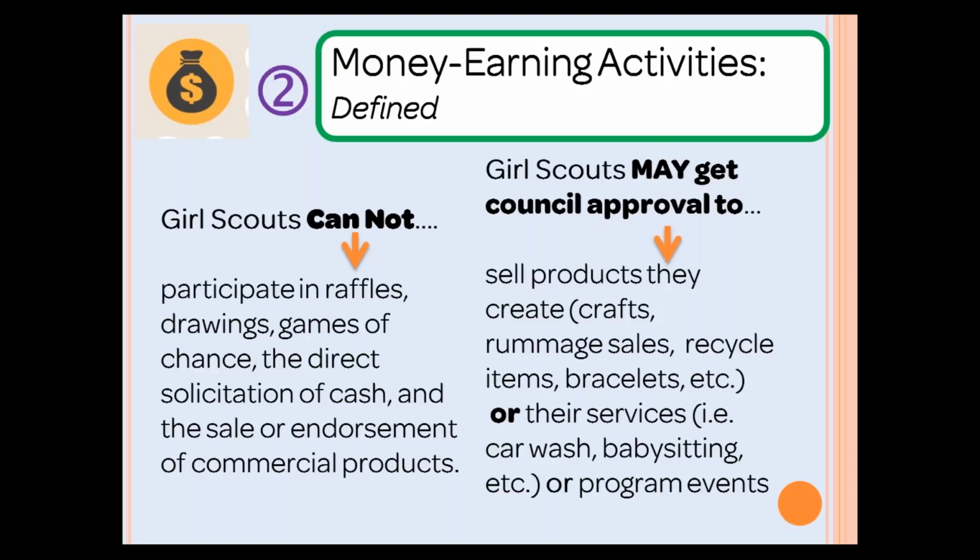So when we do the money earning activities, on the left you can see that Girl Scouts cannot participate in raffles, drawings, games of chance, direct solicitation of cash, and the sale or endorsement of commercial products or brand products. Girl Scouts may get council approval to sell products they create, such as crafts, rummage sales, recycled items, bracelets, or their services, as I said, like car washing and babysitting. And then, of course, there are also program events.